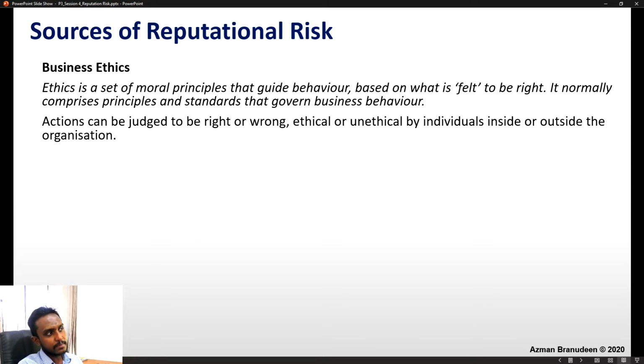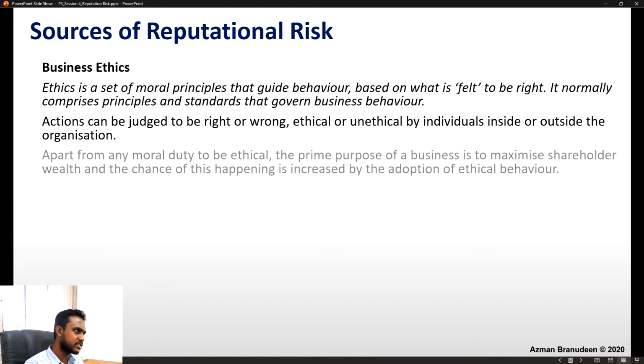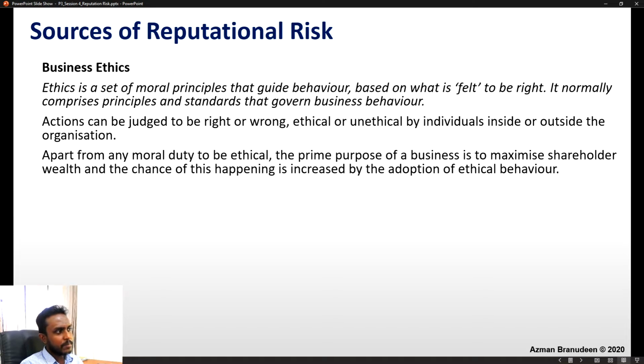Actions can be judged to be right or wrong, ethical or unethical, by individuals inside or outside the organization. Apart from any moral duty to be ethical, the prime purpose of a business is to maximize shareholder wealth, and the chance of this happening is increased by the adoption of ethical behavior.